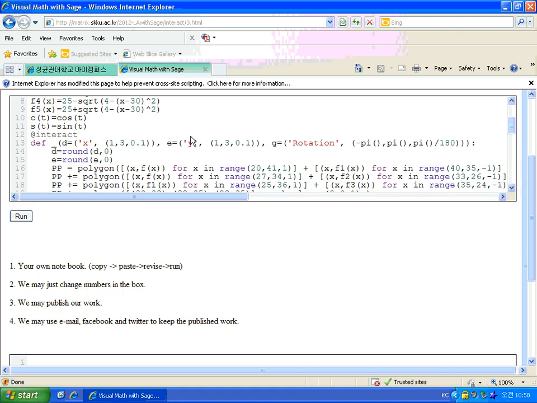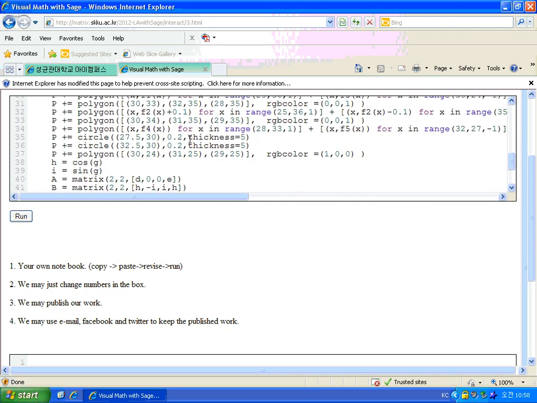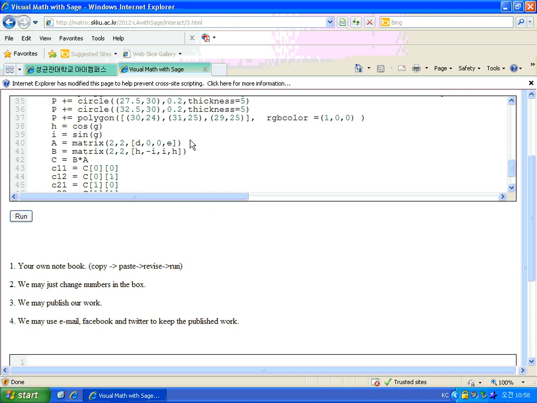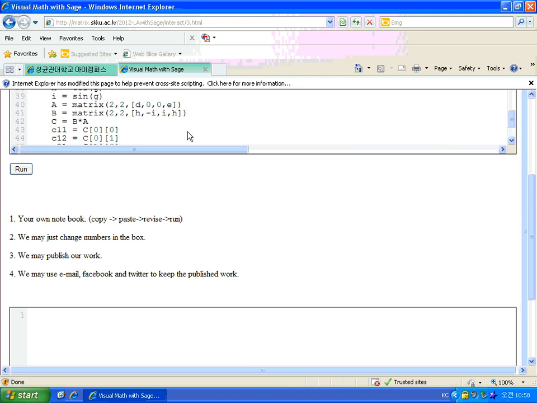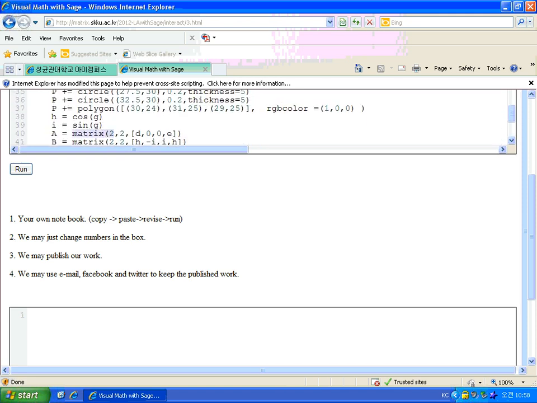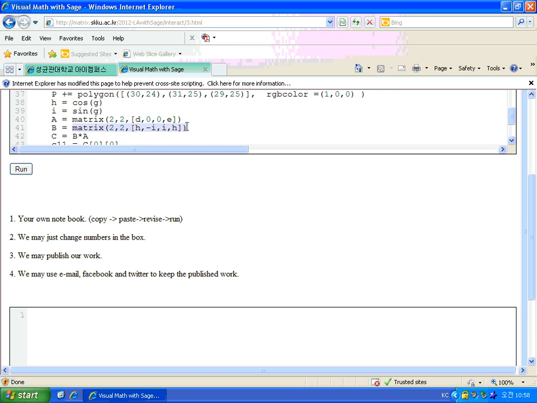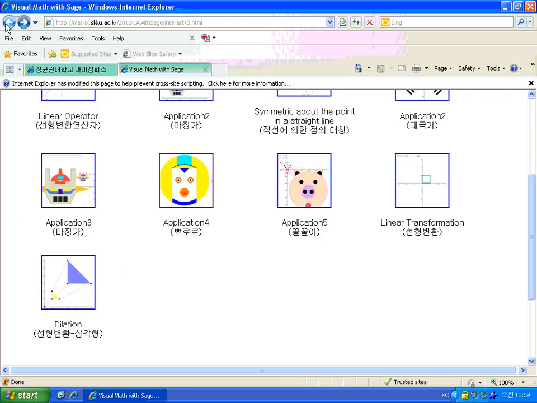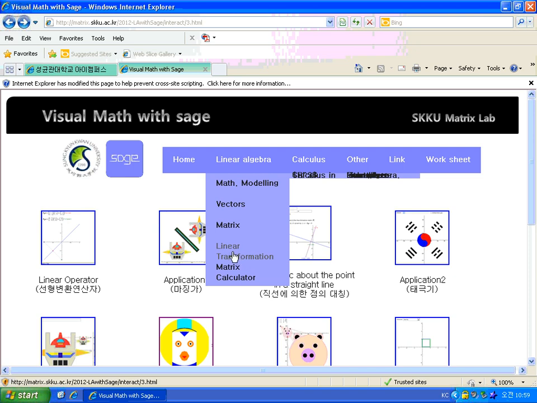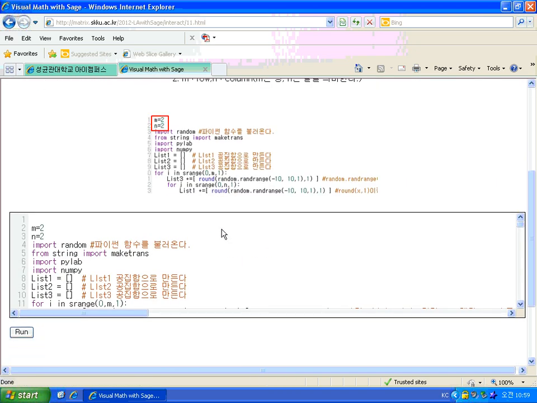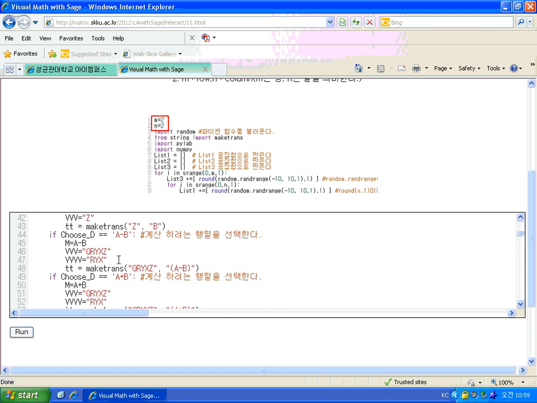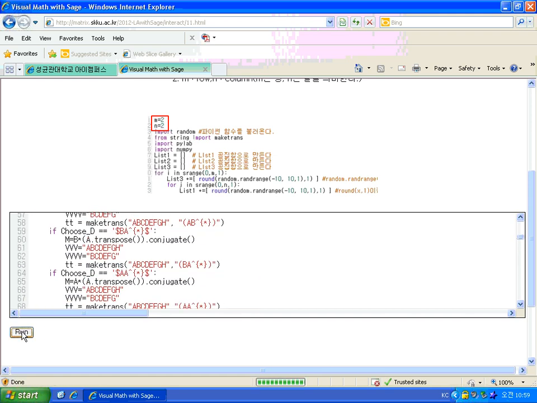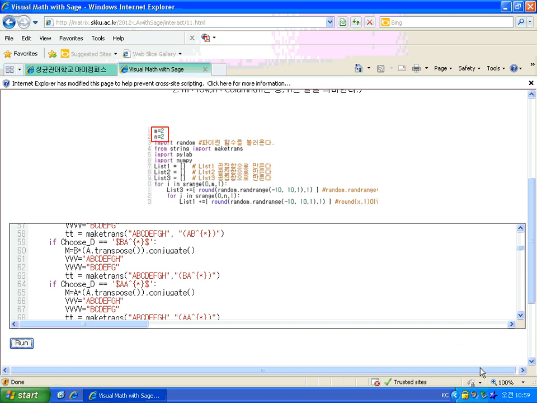So here, these are the commands. These commands make the image of the Mazinga Z or the pig, and then this command makes the rotations and dilations to make changes on the image. So you may just go through those, and not only for that, there are matrix calculators here. Okay, I will show it.